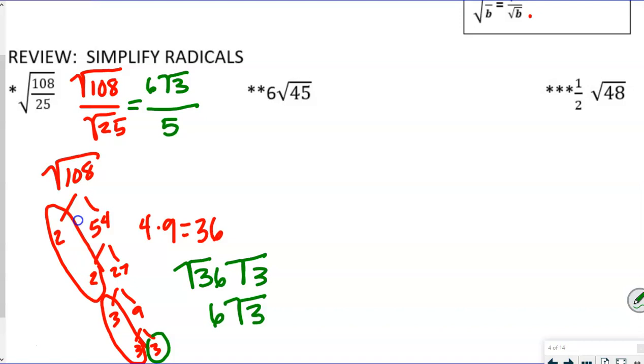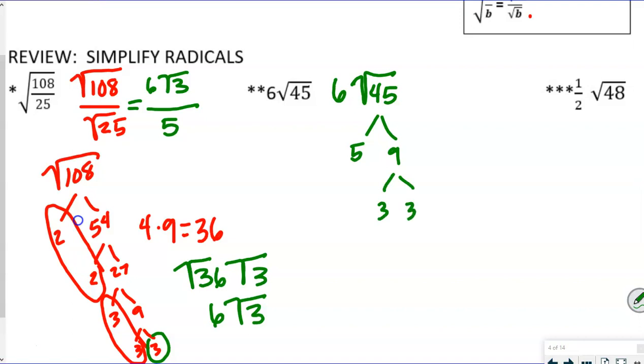All right, so now we're going to do this one. Leave the 6 on the outside. Again, we're going to factor this. 45. So I know that it's divisible by 5. I'm sure y'all do too, right? 5 times what is 45? 9, right? So guess what? That's a perfect square. How do I know that?